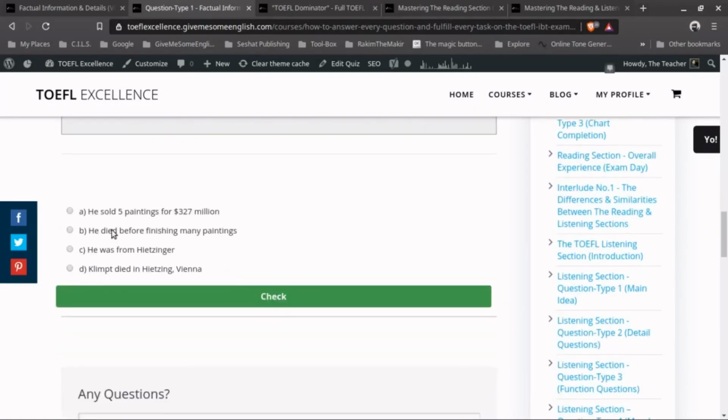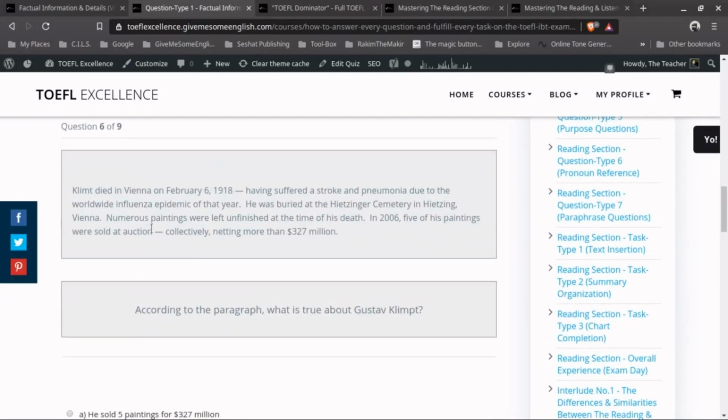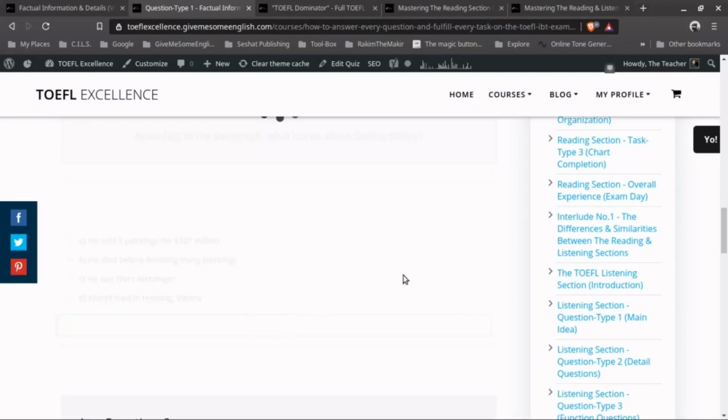So what's the other keyword here? Finish. Let's see. Stroke, suffered, pneumonia, influenza, Hetzinger, unfinished. Okay, that uses the same root. His numerous paintings were left unfinished at the time of his death. That one's definitely true. Okay, so here, this is another time saver. When we have an answer which is definitely true, and you are concerned about time, don't even bother with the next ones. Just pick it and move on.